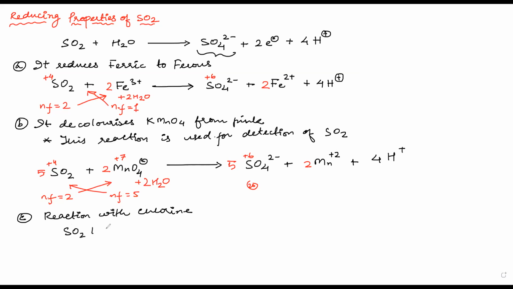Now SO2 reacts with Cl2 and it gives SO2Cl2. Okay. Now what is SO2 doing? Here, as you can see, it is taking the chlorine from a system and absorbing it.